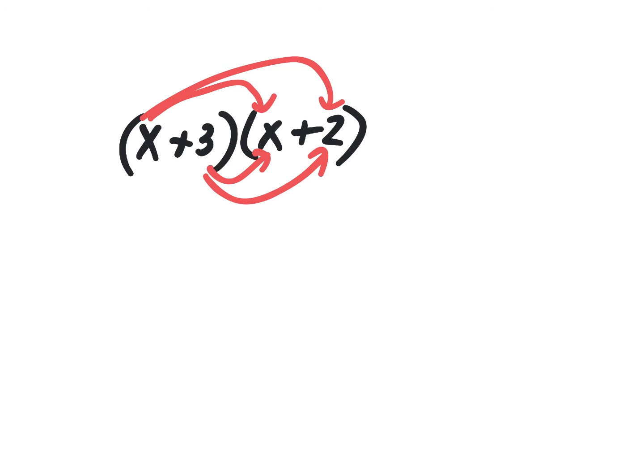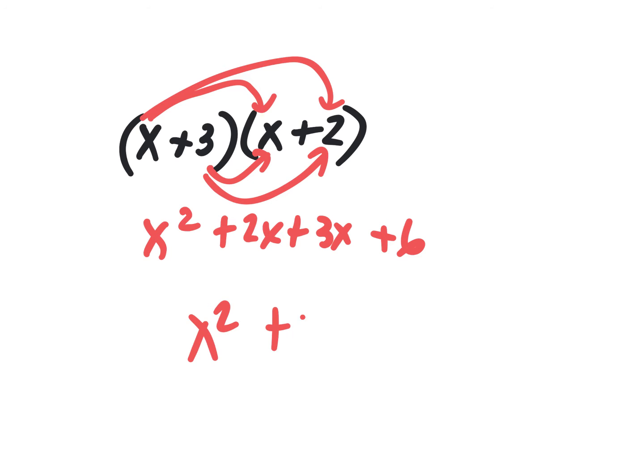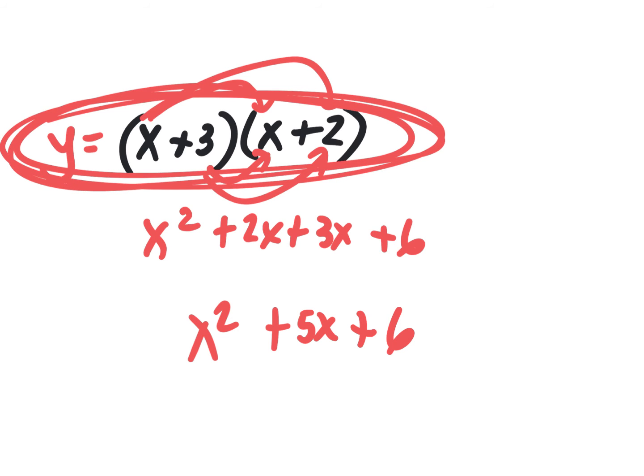I was feeling like there was a bunch of people that didn't know how to do this, but it looks like you do. x squared is the first part, then plus 2x, then plus 3x, and then plus 6. That's x squared plus 5x plus 6. What's this one good for? X-intercepts. What are the x-intercepts?